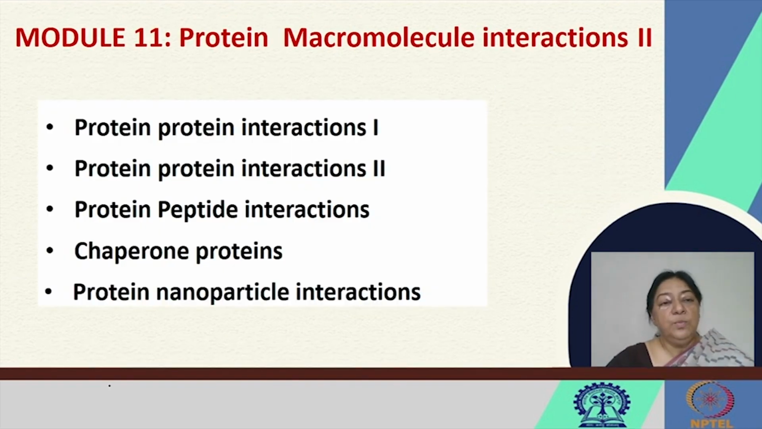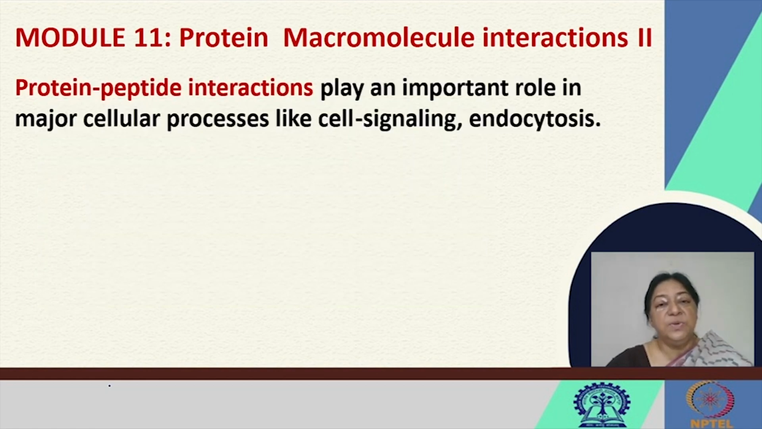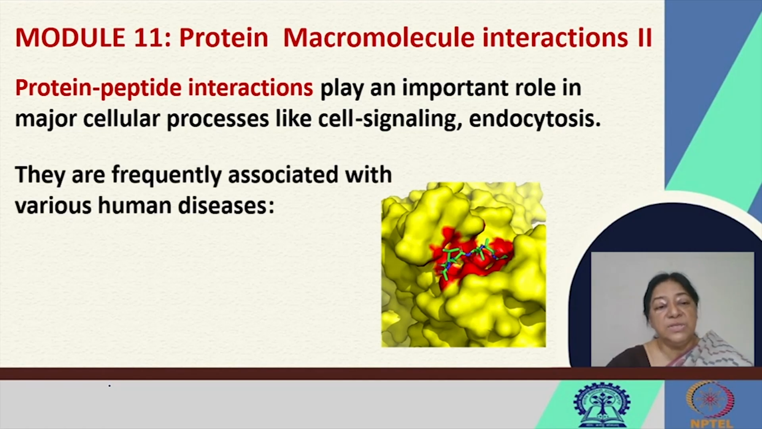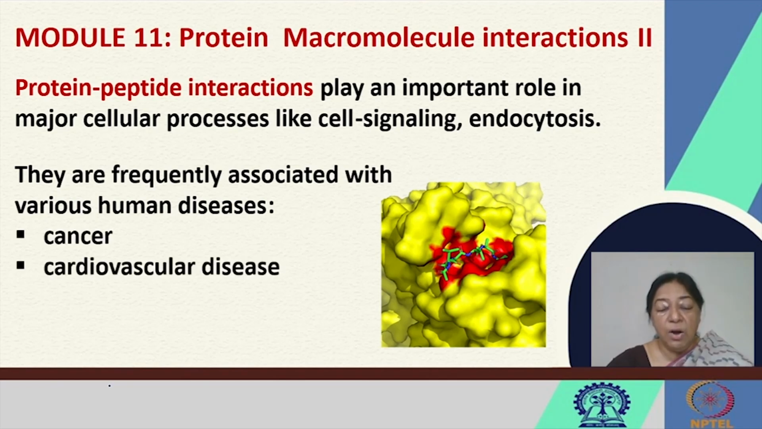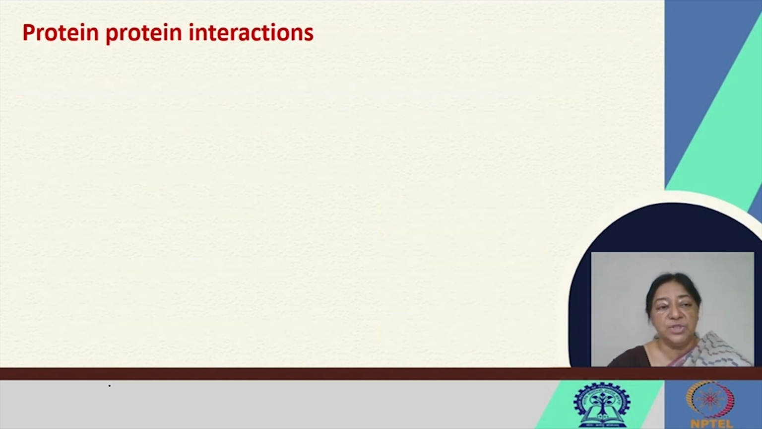In Module 11, we revisited protein macromolecule interactions in looking at protein peptide interactions, protein protein interactions, chaperone proteins, and protein nanoparticle interactions. In the case of protein peptide interactions, we realize their important role in major cellular processes like cell signaling, endocytosis, and how they are associated with various human diseases. The specific recognition sites that are present help in an understanding of how inhibitors may be designed with an understanding of the active site involvement in the molecular recognition process.